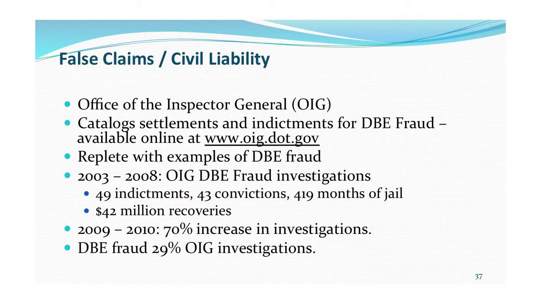And that's why you must document what you're doing. Because the Office of the Inspector General has realized this is a whole bunch of low-hanging fruit. Revenues are short. How to increase revenues? Well, we can make these False Claims Act allegations and demand treble damages. And they've been doing this a lot in Minnesota. And it's increasing. From 2003 to 2008, the OIG, that's the Office of Inspector General, had 49 indictments and $42 million in recovery. In 2009 to 10, they've increased their investigations by 70%. 29% of the OIG's current enforcement investigations relate to DBE fraud because it's so profitable.